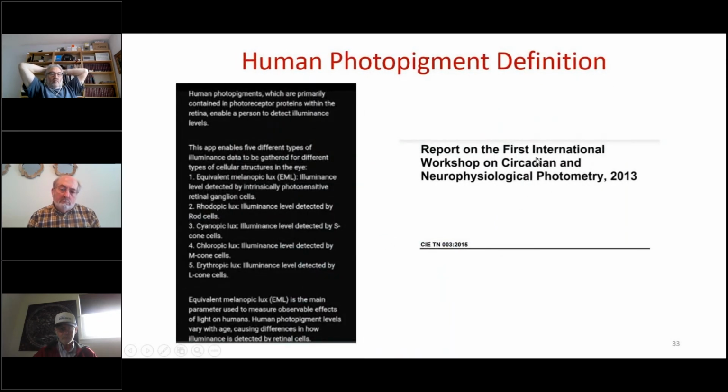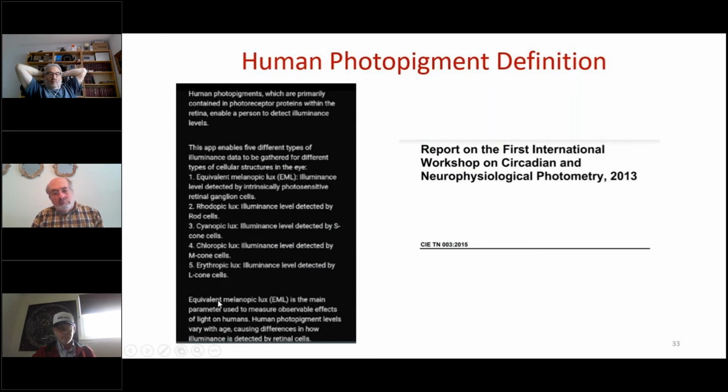All right, and then the human photopigment definition. Again, there's this reference that describes that. There are different photopigments in the eye. There is the rhodopic, and based on each photopigment, there is a particular lux. So you have rhodopic lux, which is detected by rods, which is basically for low light conditions.